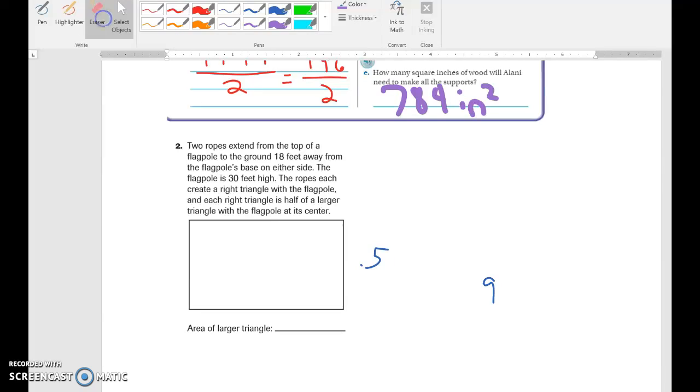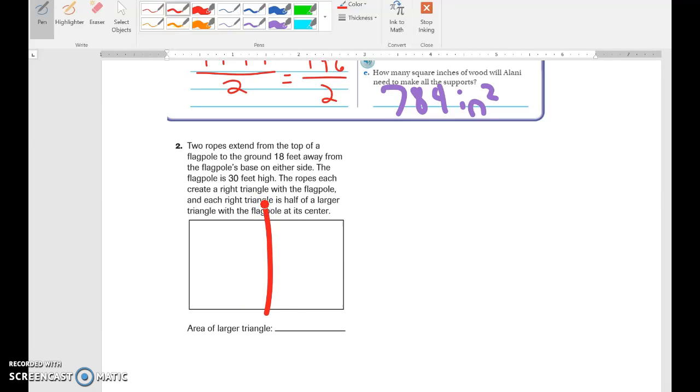The last thing we're going to do is draw the picture for this. This is going to be on the spicy side tomorrow. That's Tuesday. When you've got a word problem and you've got to figure out what does the picture look like, okay? That's something that you may have to do at some point on a future assignment. So let's take a look at that. 2 ropes extend from the top of a flagpole. Oh, flagpole, I know what those look like. To the ground, 18 feet away from the flag.